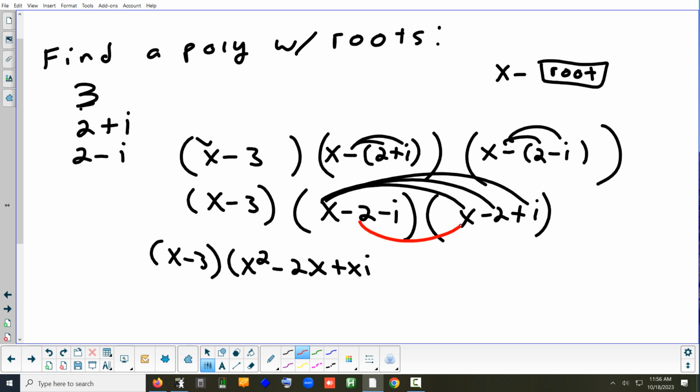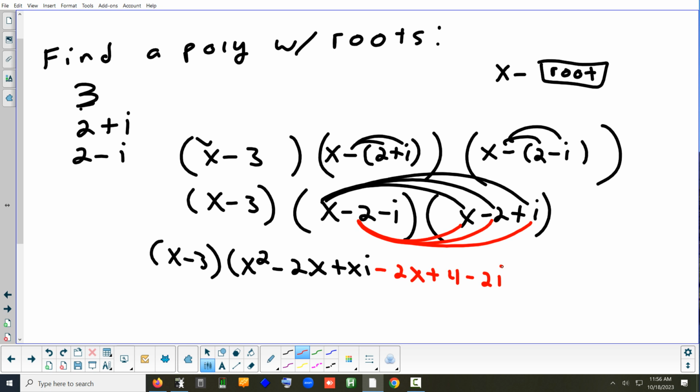What's negative 2 times x? Negative 2x. What's negative 2 times negative 2? 4. That gives me a 4. And what's negative 2 times i? Negative 2i.